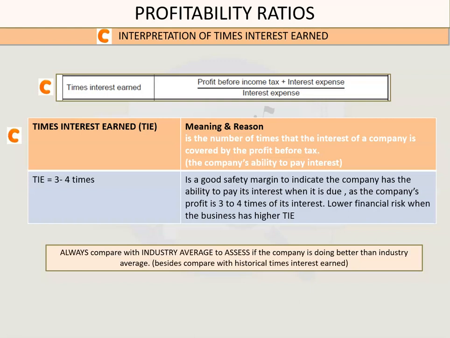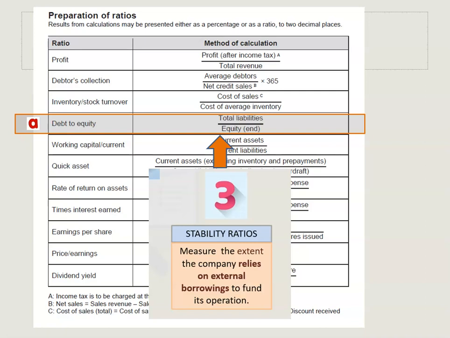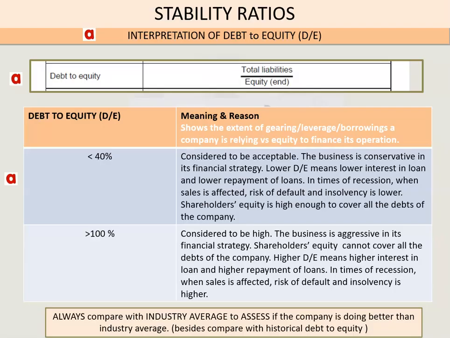And again, compare it with industry average, please. Now, for stability ratios, there's only one ratio here. So it is debt to equity. For the debt to equity ratio, total liabilities, you must add the current and non-current together and then divide by equity. And equity must be the ending equity, not the share capital or the beginning amount, but the total equity at the end of the period.